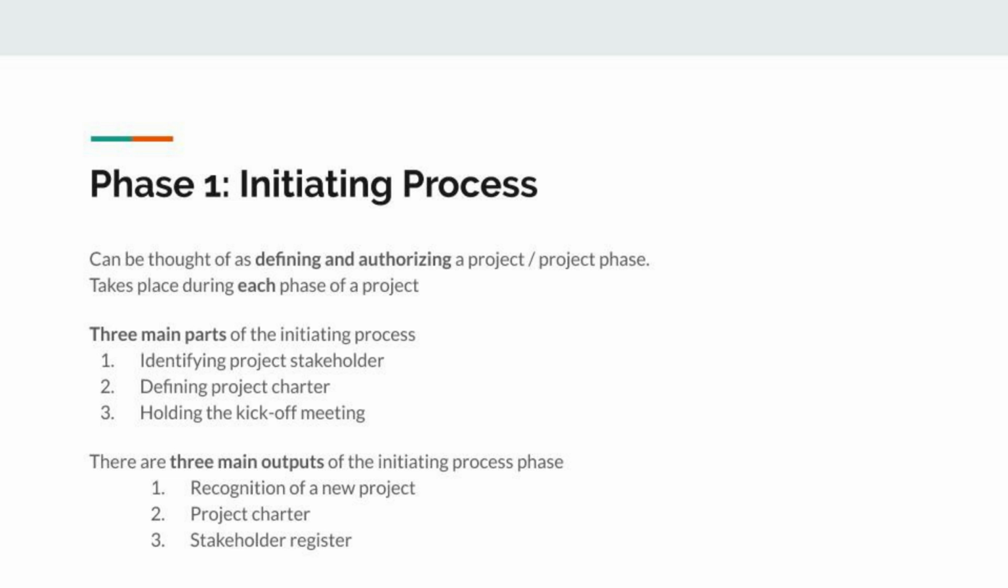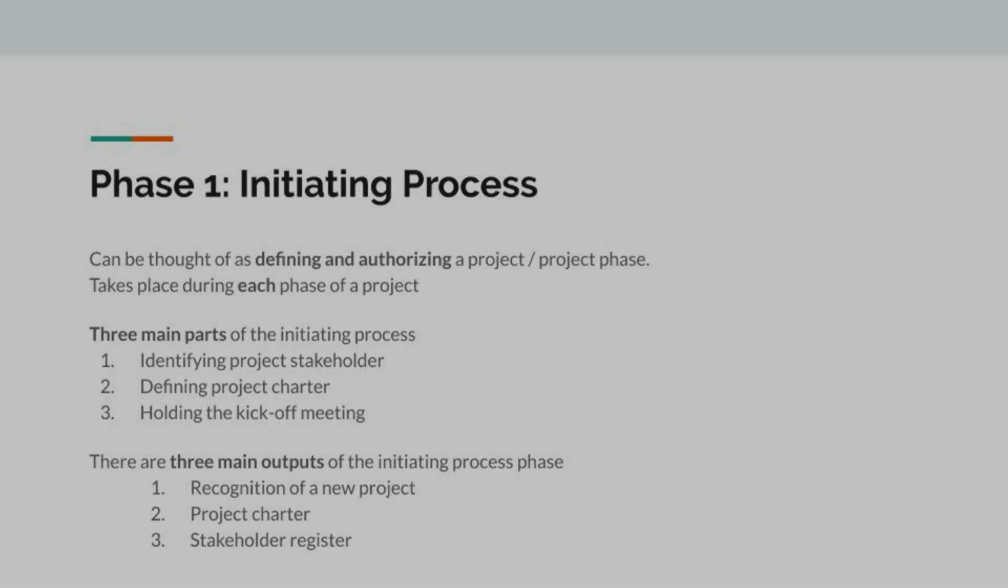So now I'm going to talk about phase 1, which is the initiating process. It can be thought of as defining and authorizing a project or project phase. It takes place during each phase of the project. There are 3 main parts of the initiating process: identifying project stakeholders, defining the project charter, and holding the kickoff meeting. There are also 3 main outputs of the initiating process phase. One is recognition of the new project charter, and the stakeholder register.